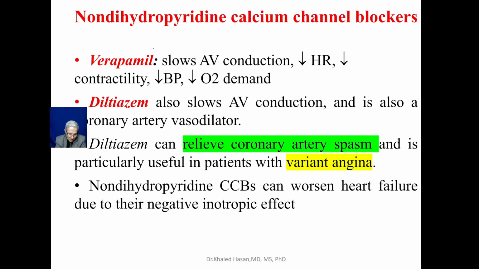For non-dihydropyridines, we have two medications: verapamil, then diltiazem. Verapamil slows AV conduction on the atrioventricular node, decreases heart rate, decreases contractility, decreases blood pressure, and decreases oxygen demand. All these belong to verapamil. Verapamil mainly works on the heart. That's great.